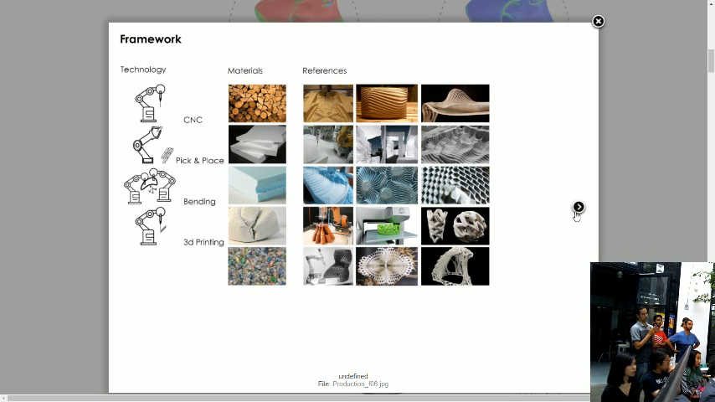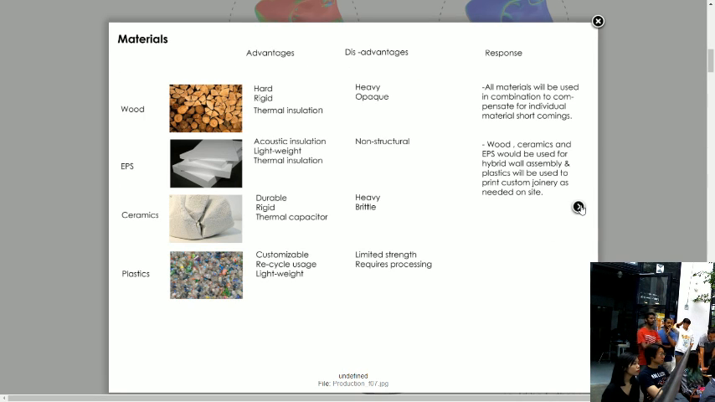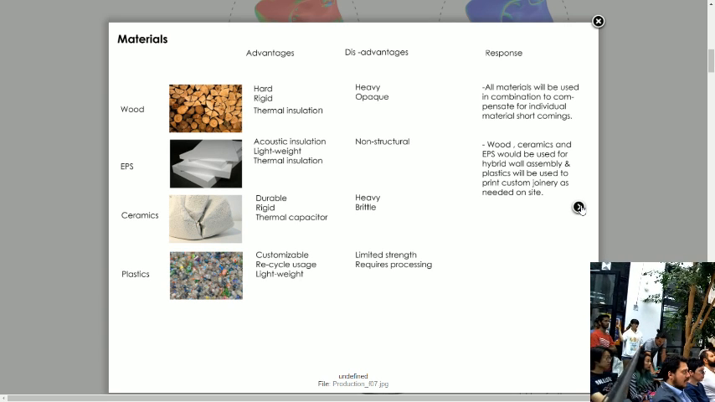Bending obviously is part of using the flat panels, and then 3D printing was something that we had considered to accommodate the joinery, given the level of detail that we were just not sure what to expect. We would be able to print joinery supplements as needed on site. So, the materials and the methods we just discussed.